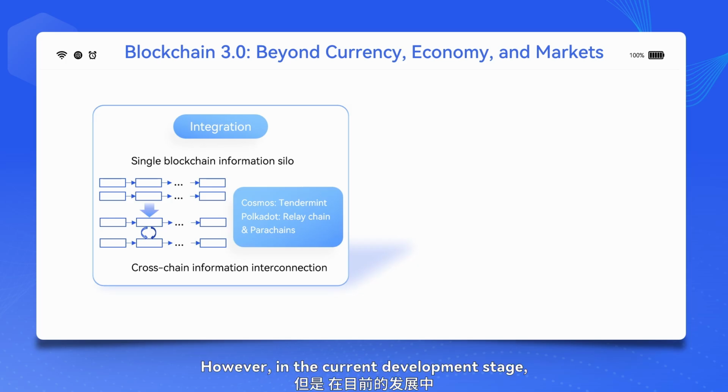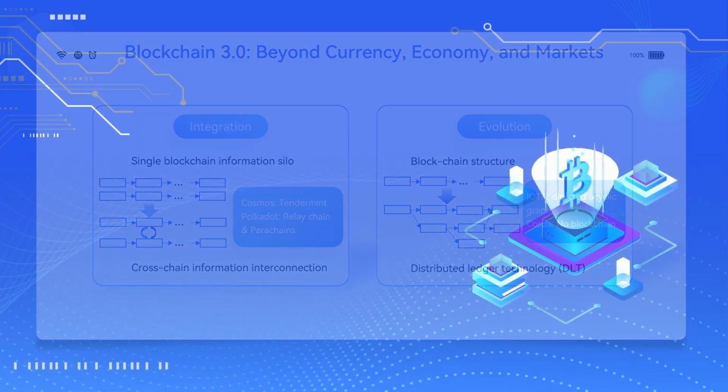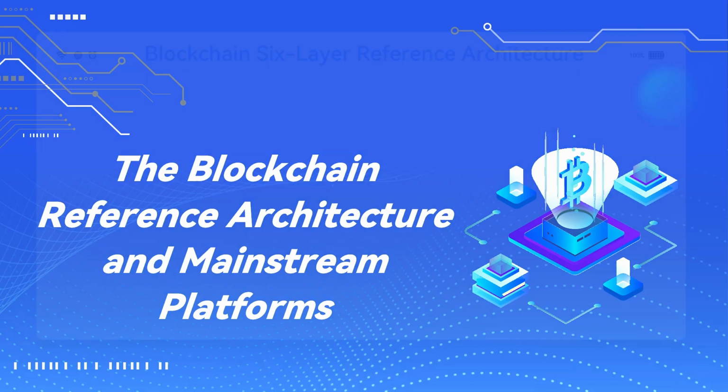However, in the current development stage, such as in government departments and businesses that need to share multiple types of data, it becomes necessary to consider the integration of cross-chain information interconnection. 3. Evolution to DLT. The blockchain structure is evolving toward a distributed ledger technology, DLT. Next, let's introduce the reference architecture of blockchain and mainstream platforms.